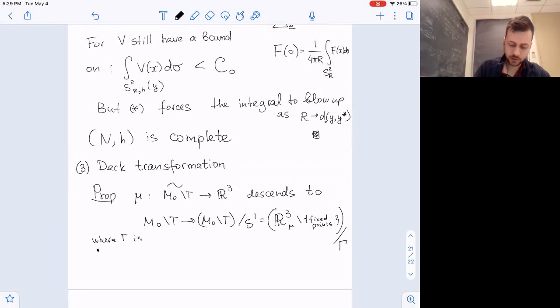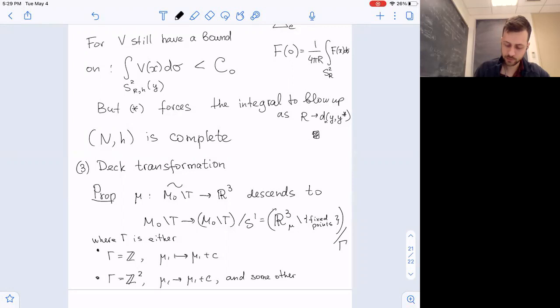And this Deck transformation group, here, gamma is either just the integers, and it acts by shifting in the mu1 direction. Or gamma is Z2, and it acts as a shift in the mu1 direction, and some other translation, preserving A plus mu plus plus A minus mu minus.